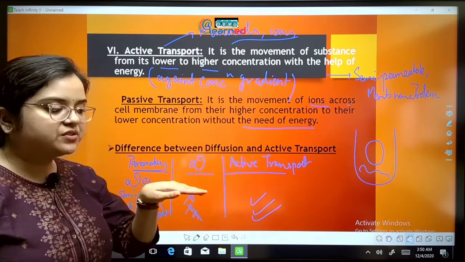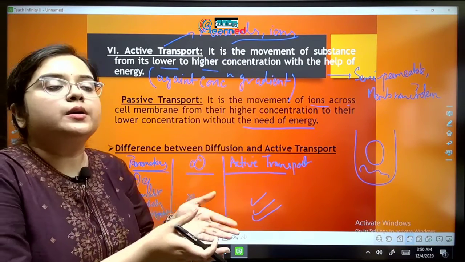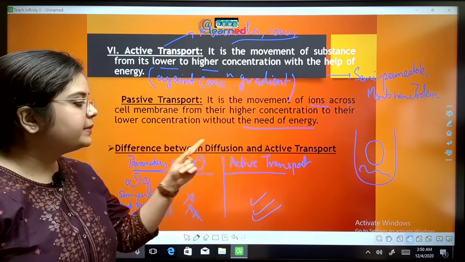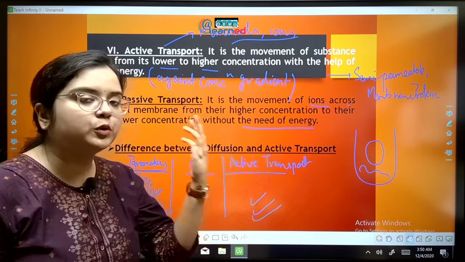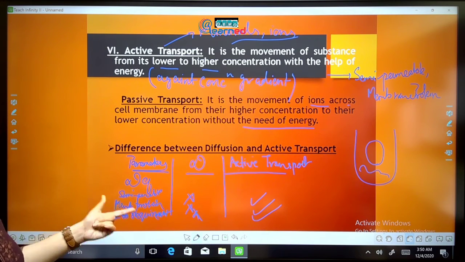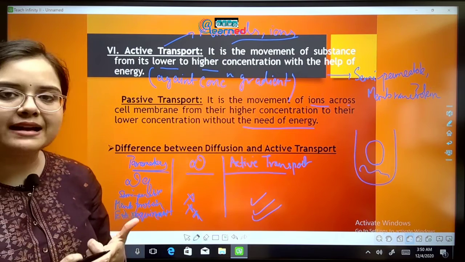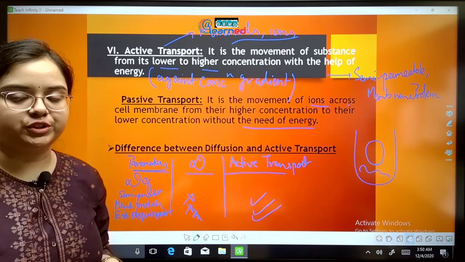the transfer is happening along the concentration gradient. The gradient itself is facilitating this movement. But in case of active transport, external energy is required because it is happening from low to high. And lastly, you can say that diffusion can happen in solid, liquid, gas, whereas active transport is only happening in case of solute molecules.